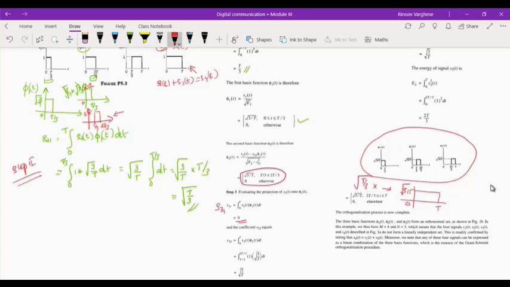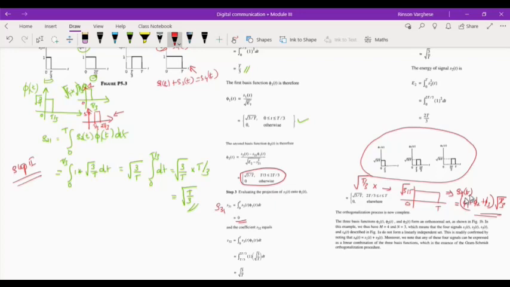Which means that S4 of t is equal to phi 1 plus phi 2 plus phi 3, multiplied by root T by 3. So you don't need a fourth basis. The fourth signal can be represented in the other 3 bases itself.